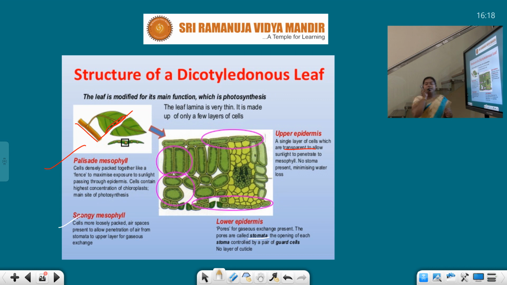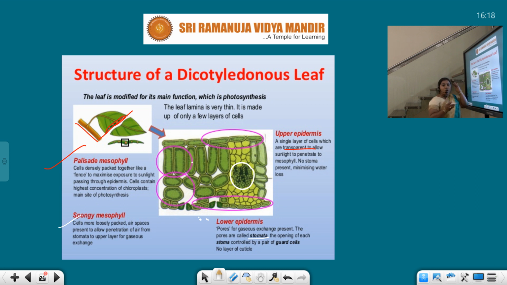See, structure of a dicotyledon leaf. Dicot, cross-sectional view of the leaf. Children, first of all, just see this diagram. This part is nothing but the cross-sectional view of the leaf. When we cut the leaf at the center, we can observe the vascular bundles at the center. So, this is the vascular bundle, the upper epidermis, the lower epidermis, and these are the mesophyll cells. Palisade and spongy mesophyll cells are present. So, this is the leaf structure, the cross-sectional view of the dicotyledon leaf.